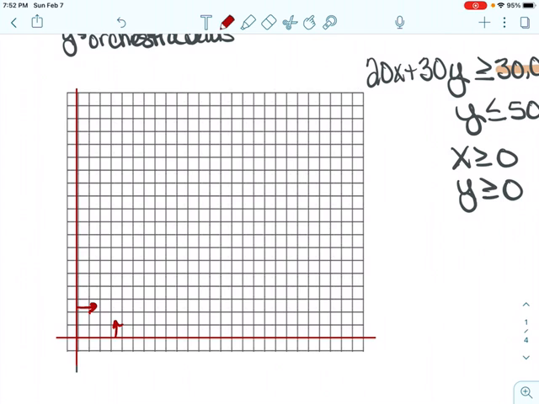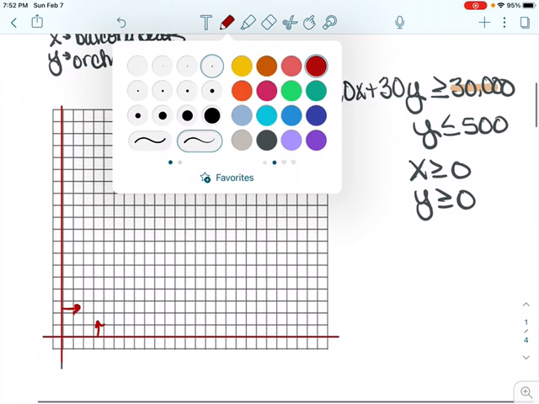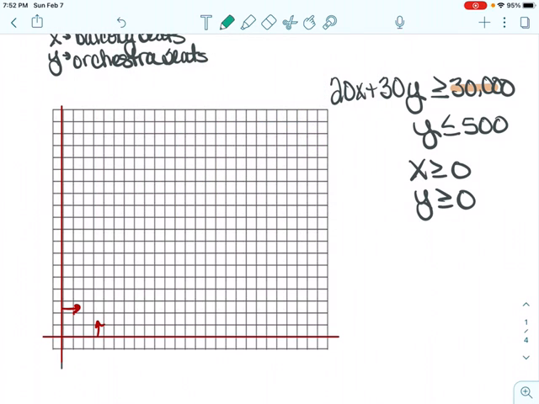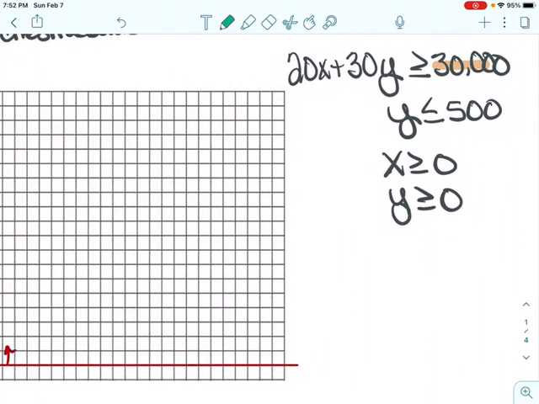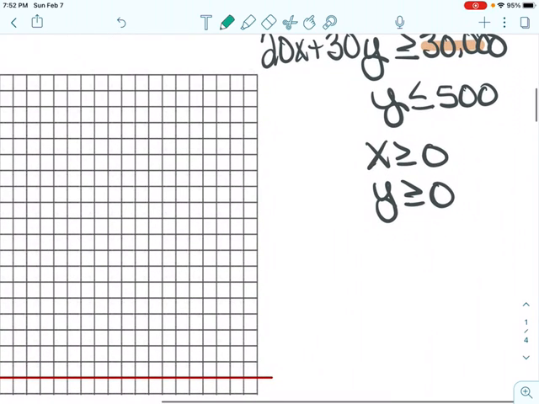Now, I could highlight that, but I found that it's way too many colors and it's going to drive you crazy. All right, so let's pick a color. I like this mint color, and I'm going to use it for 20x plus 30y is greater than or equal to 30,000. Okay, so let's get it in y equals mx plus b form so we can graph it.